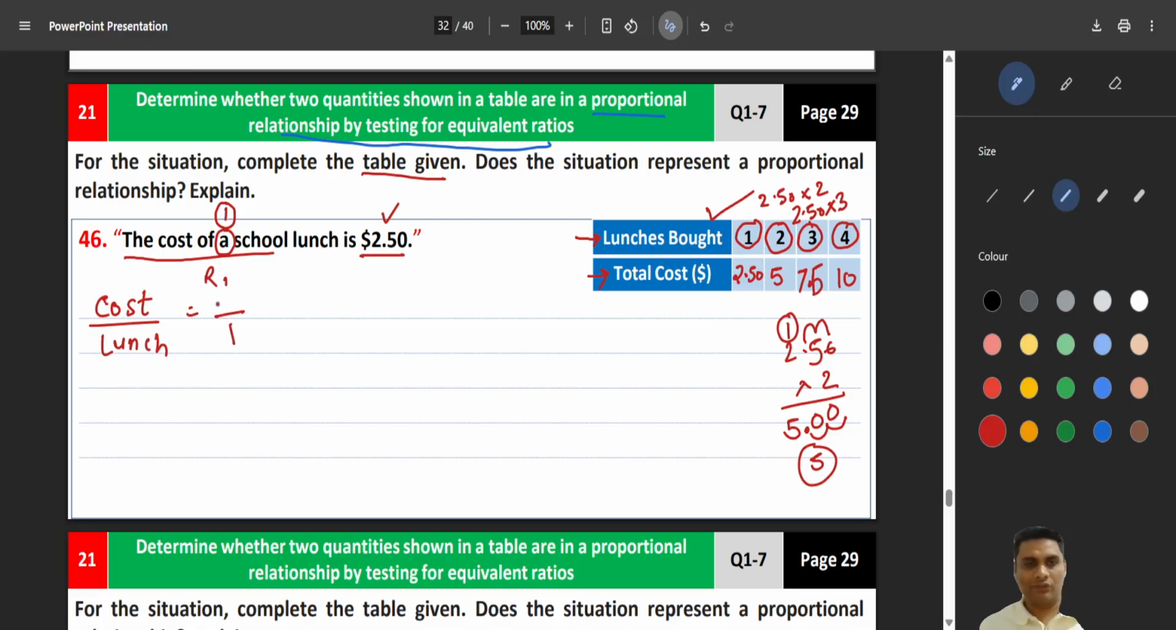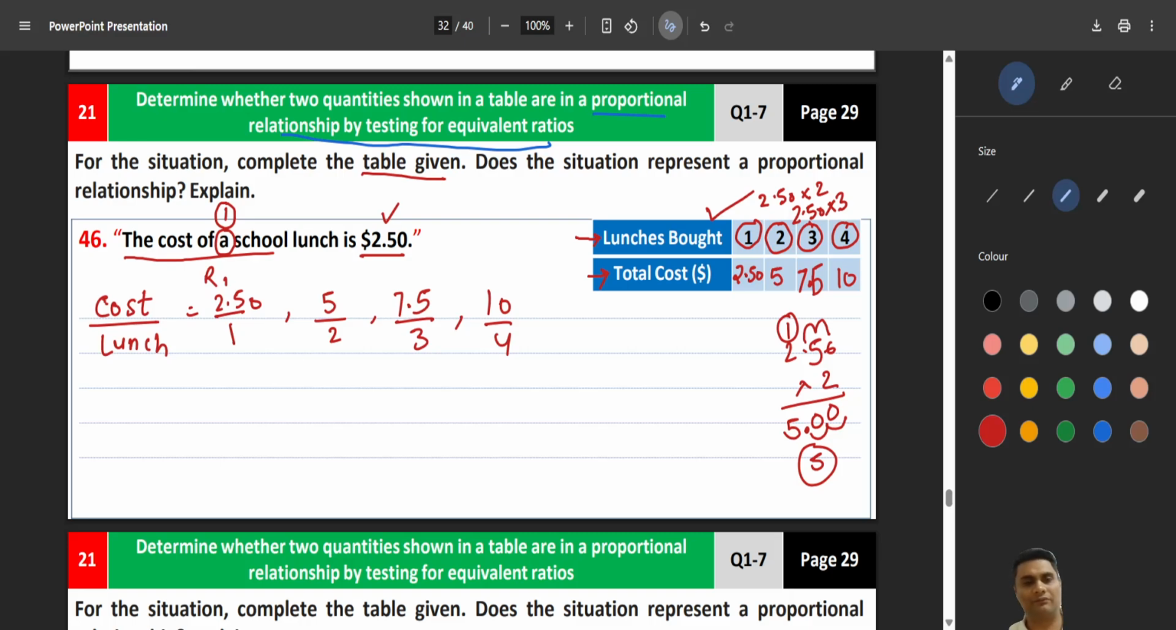For one lunch, what is the cost? 2.50. For the second lunch, it is 5 over 2. For the third one, it is $7.5 for 3. And the fourth one is 10 over 4. Now, we will solve all of them. If we get the same result, meaning this is proportional.